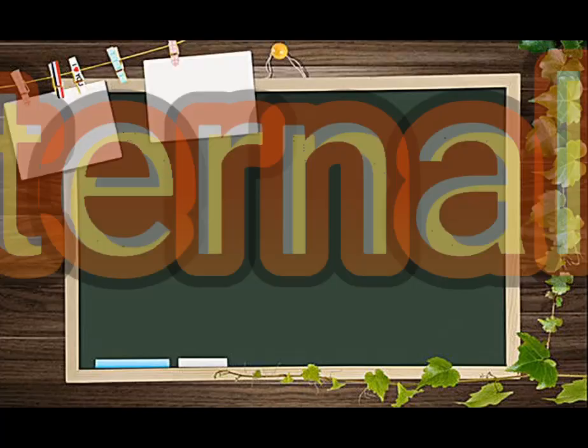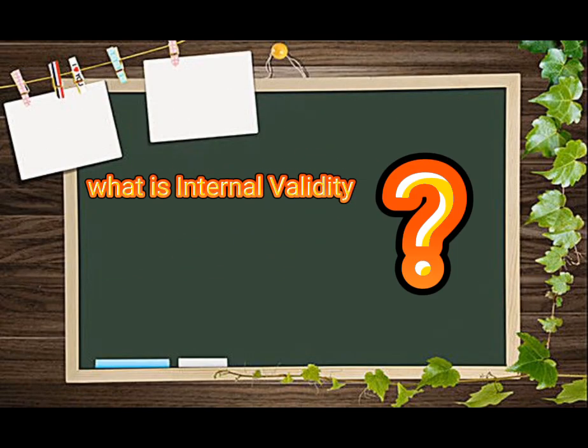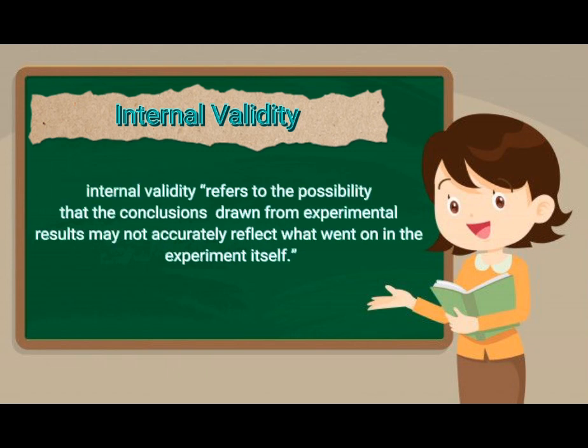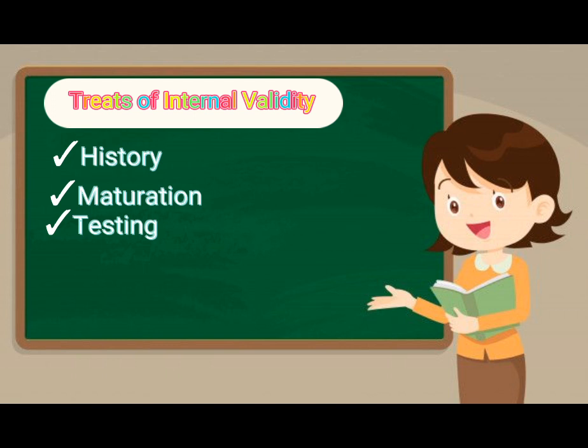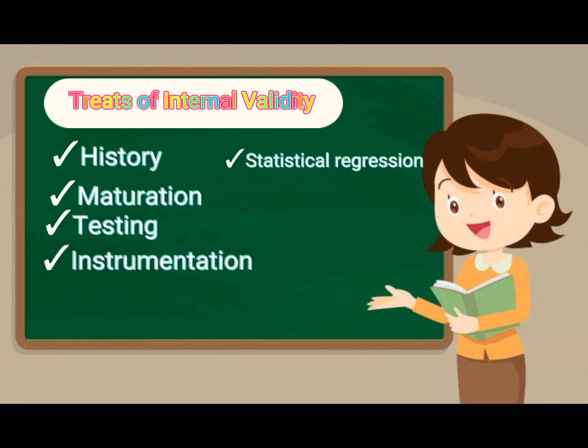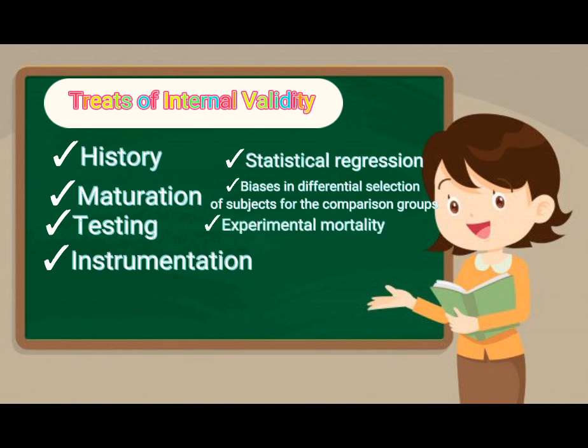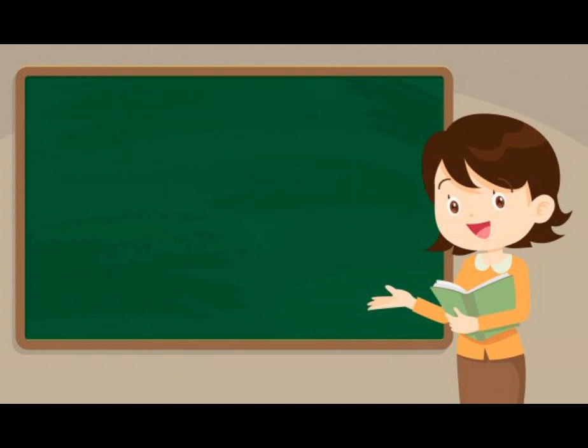Internal validity. What is internal validity? Internal validity refers to the possibility that the conclusions drawn from experimental results may not accurately reflect what went on in the experiment itself. Traits of internal validity: history, maturation, testing, instrumentation, statistical regression, biases in differential selection of subjects for the comparison groups, experimental mortality, interaction of selection and other sources of invalidity.